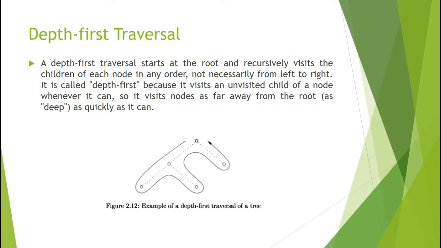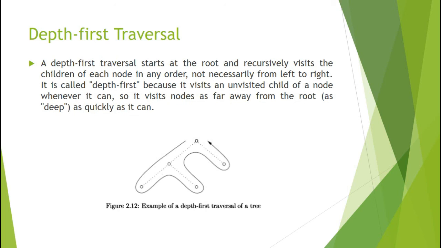So we have depth first traversal. A depth first traversal starts at the root and recursively visits the children of each node in any order, not necessarily from left to right. It is called depth first because it visits an unvisited child of a node whenever it can, so it visits nodes as far away from the root, as deep, as quickly as it can.